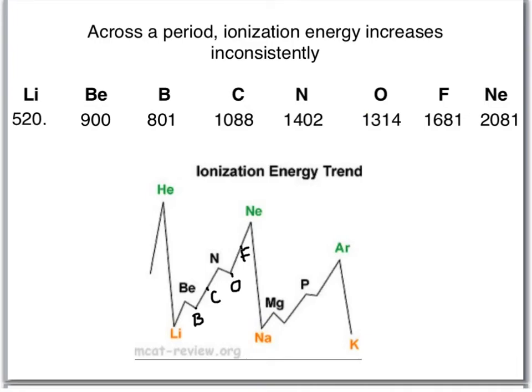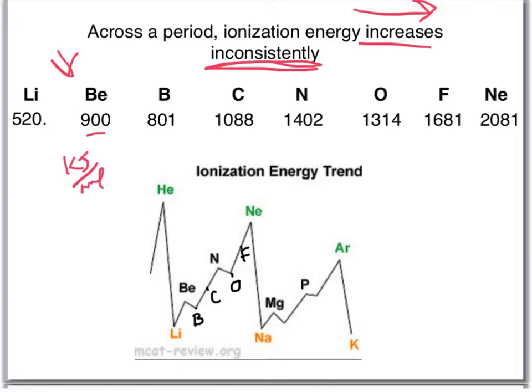Now, going across a period, the trend for ionization energy is to increase. So going left to right across the period, it becomes harder to remove an electron from an atom. But take a look at the second period here. We can see that this increase occurs in an inconsistent way. By the way, all these numbers are in kilojoules per mole. Lithium takes 520 kilojoules per mole to remove its most loosely held electron.